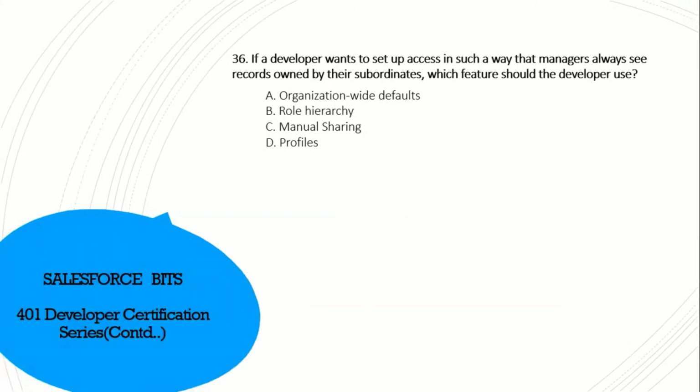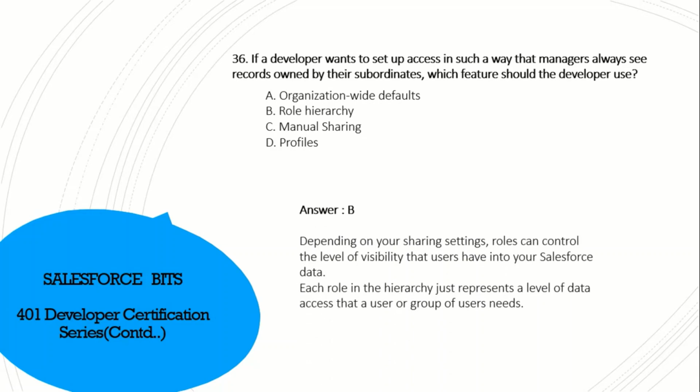If a developer wants to set up access in such a way that managers always see the records owned by their subordinates, which feature should the developer use? I think it's a role hierarchy. Yes. So depending on your sharing settings, role can control the level of visibility that users have into your Salesforce data, with each role in the hierarchy. The options are organized by default: role hierarchy, manual sharing and profiles. The answer is role hierarchy.